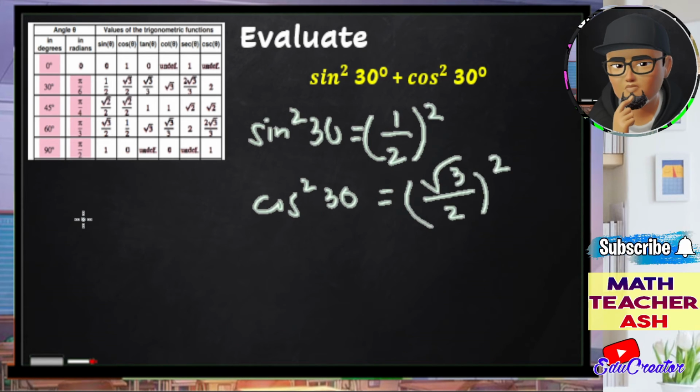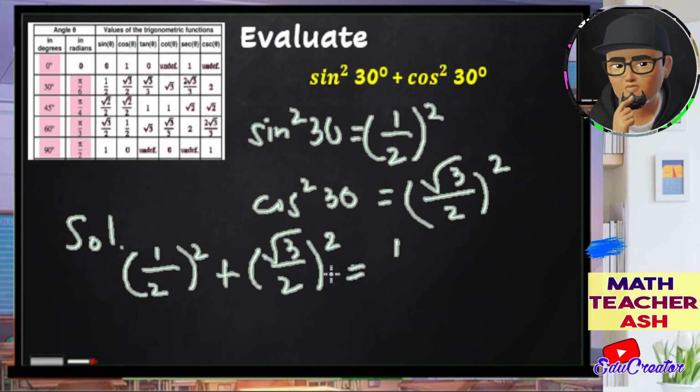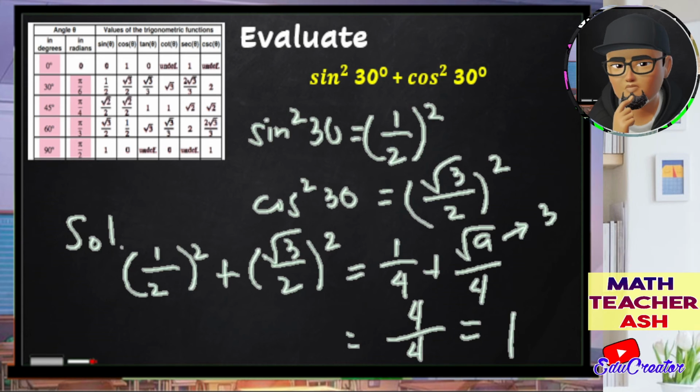Okay, so in our solution, my dear math learners, what you will do is you just square this one plus you square this one. By doing so, 1 squared is 1. 2 squared is 4. Okay, so that is our first term. Square root of 3 squared will give you square root of 9. 2 squared is 4. So by adding, you can copy their denominator because they are the same. Now 1 plus square root of 9. The square root of 9 is basically 3, right? So 1 plus 3, we have 4, and the answer is equal to 1. Very easy, my dear math learners.